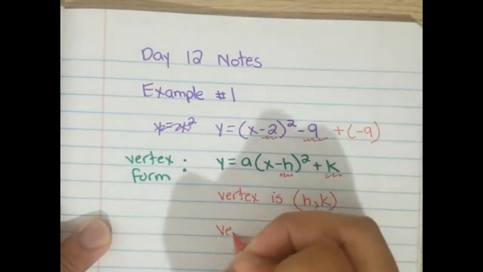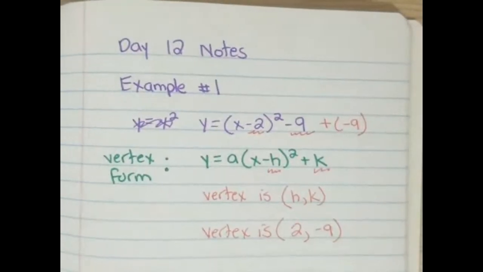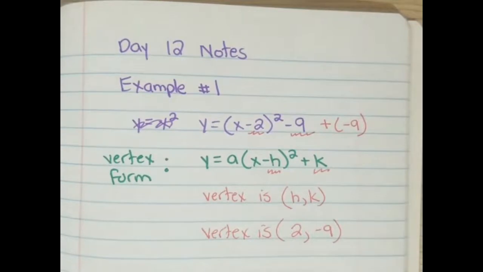So we can say our vertex is 2, minus 9. So yeah, just by looking at the equation, we can identify where the vertex is.